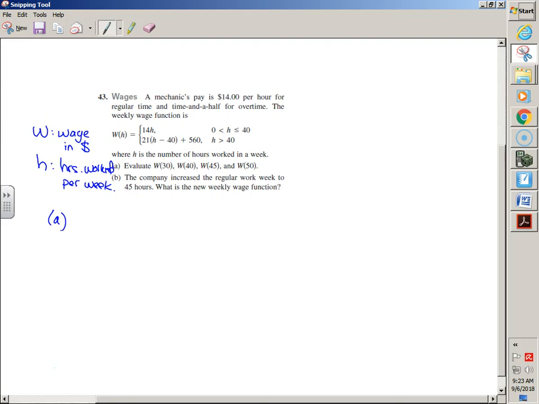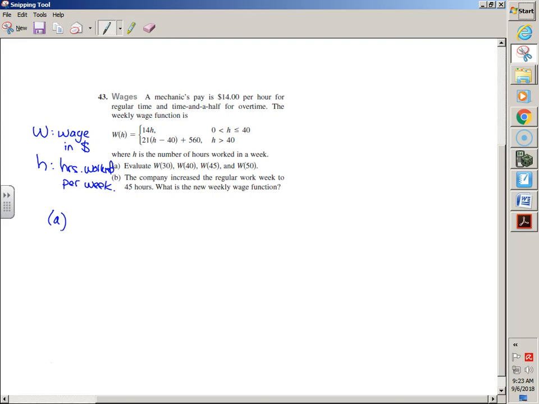Any ideas? Yeah, 40 times 14 would be 560, and as soon as you go over 40, you get the normal $14 per hour for 40 hours, and then for every hour over 40, you get time and a half. Time and a half is 14 plus 7, 21. Anyway, you could have made this a piecewise function. Might have just taken a little bit of work.